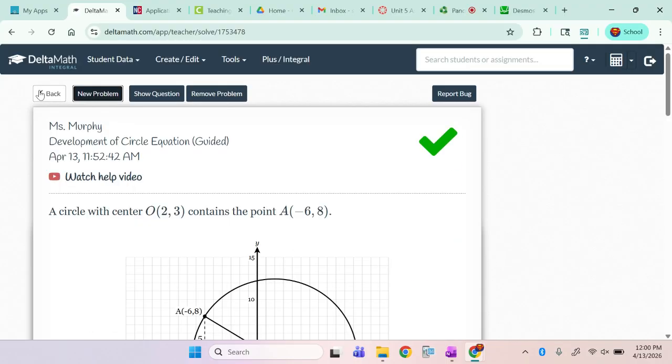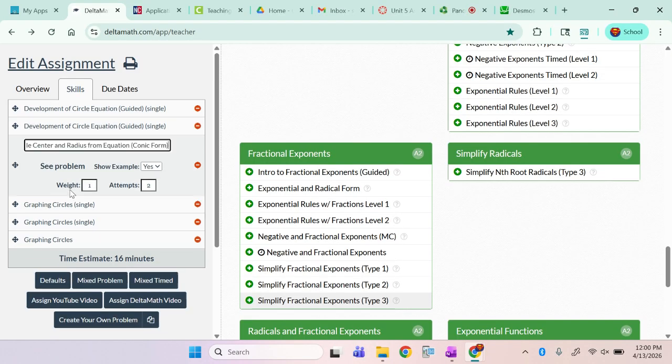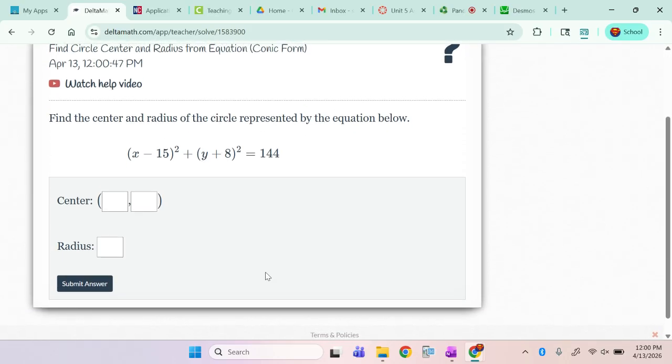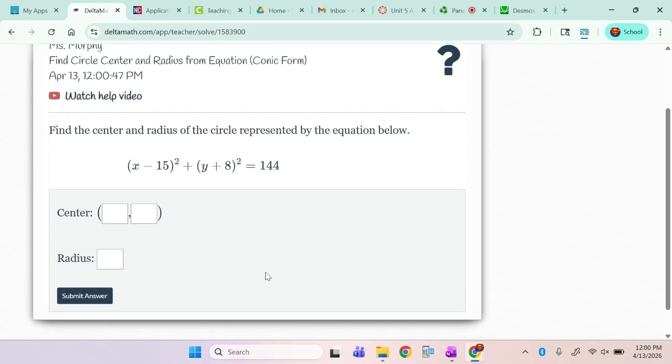So let's go to the next one, that Delta Math. Find the center and the radius from the equation. So based off of what I just told you about the circle equation, how can we identify what the center point is? So here's the formula, and then what each means. How can I identify what the center point is?